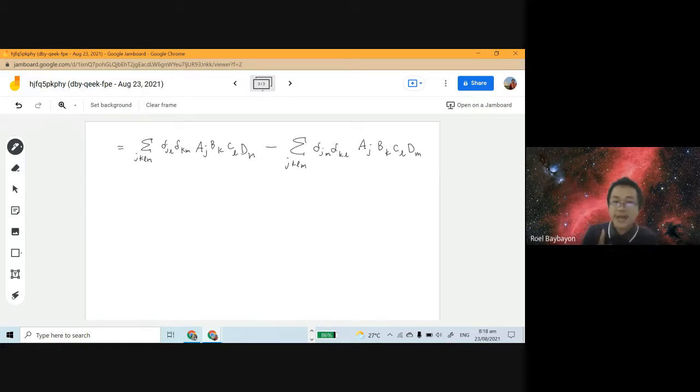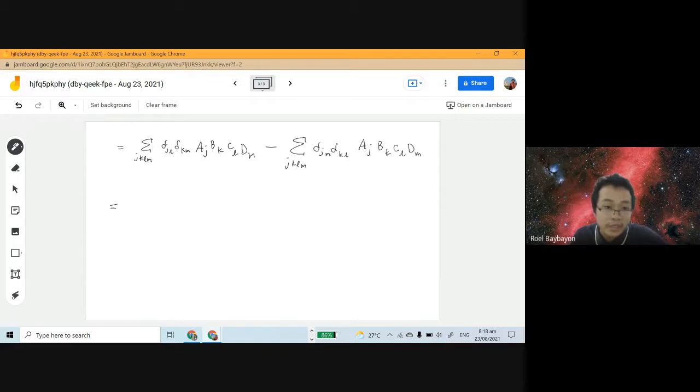Ang Kronecker delta has two values. It's either 0 or 1. Mag-1 siya if ang index kay parehas, mag-0 siya kung ang index kay dili parehas. Okay? So, take note.